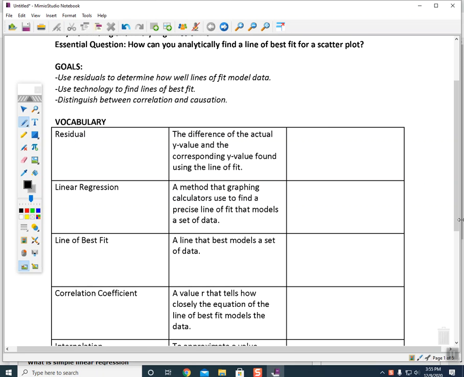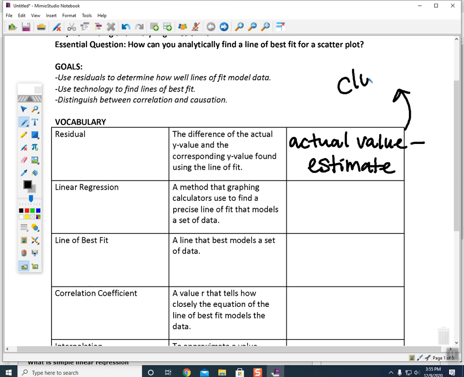First one is residual. What a residual is, it's the difference of the actual y value and the corresponding y value found using the line of fit. So what we're doing is we're taking the actual value and subtracting the estimate from that. And when I do that, what I want is for this value to be close to 0. And I'll kind of show you what I mean.